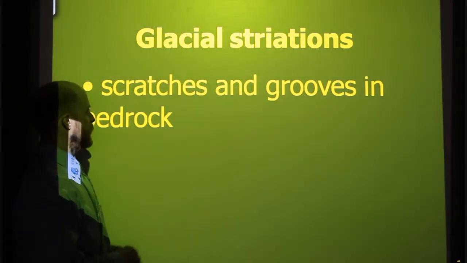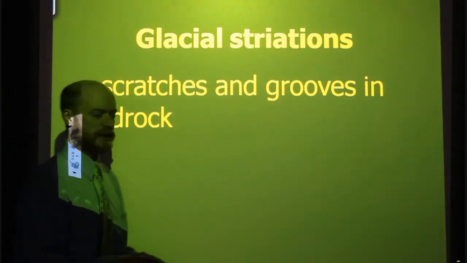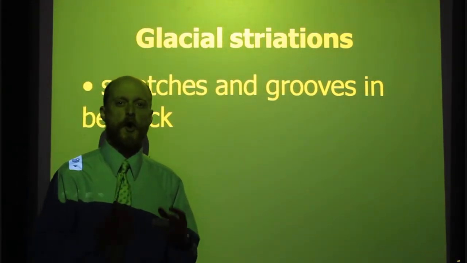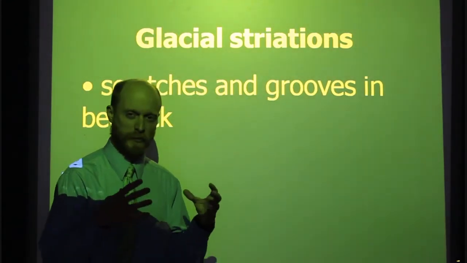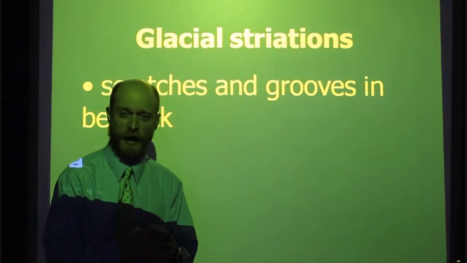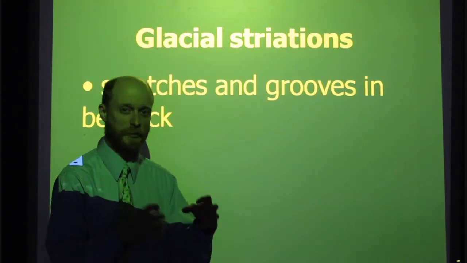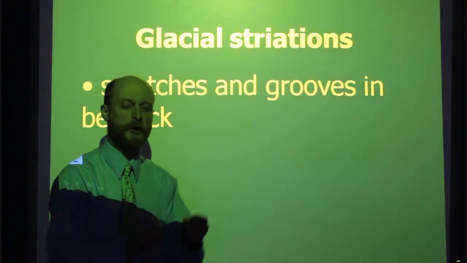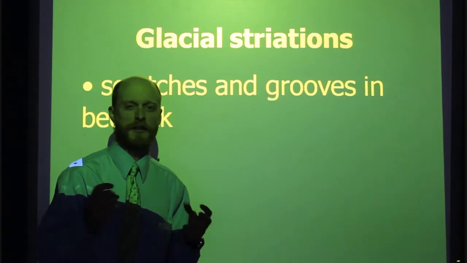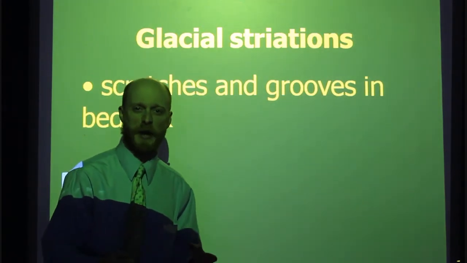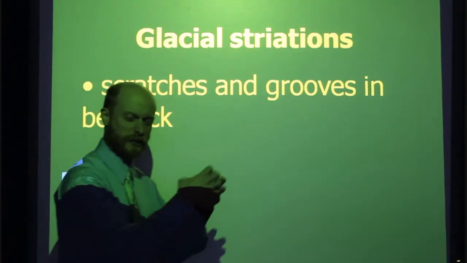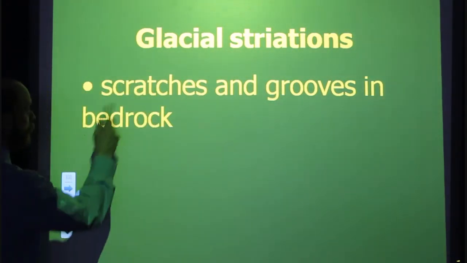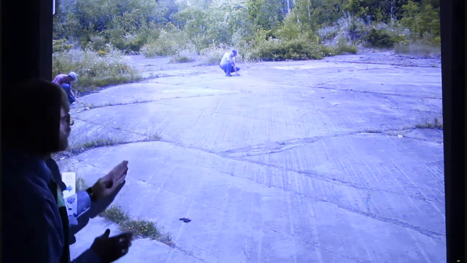Glacial striations, scratches and grooves in the bedrock. When the glacier moves, it has boulders and smaller rocks often frozen into the ice on the bottom and sides of it. So when it moves, I heard it described as like ice-filled sandpaper. Those rocks in the glacier will scratch the bedrock, and it can scratch big grooves in that bedrock, creating glacial striations. And you can see them here.